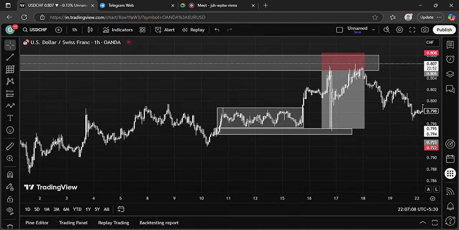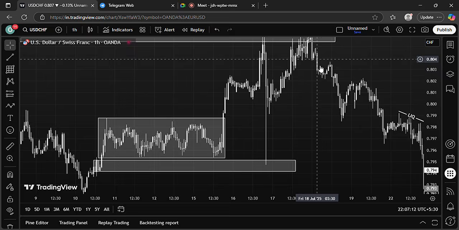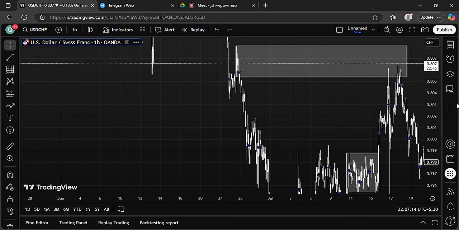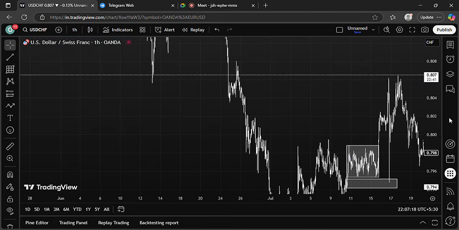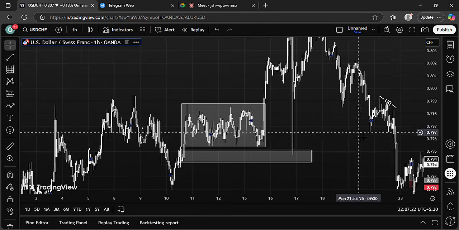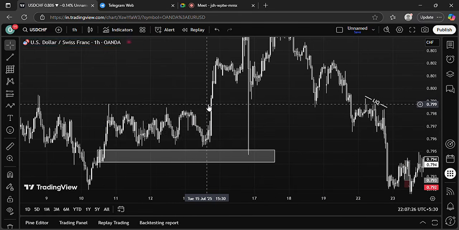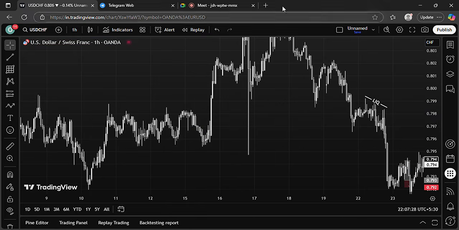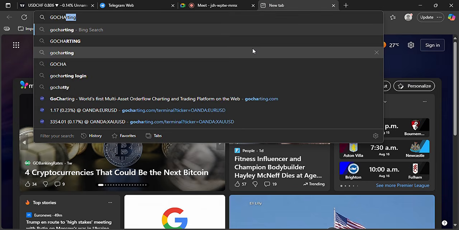So now here is another liquidity pool. Okay, let me just delete it. I will now teach you how to mark this zone. This was one of my best trades I took recently. So what happened was, let me go to the chart. This will help you better.